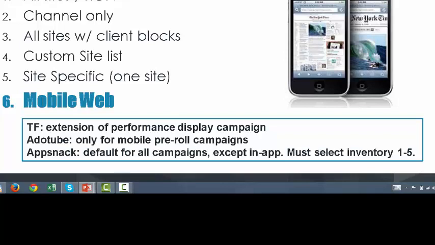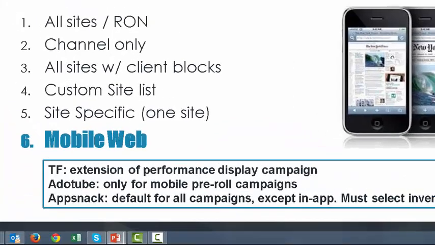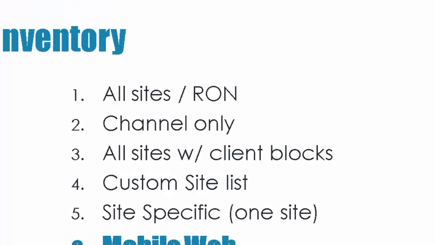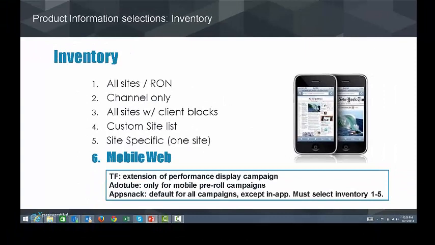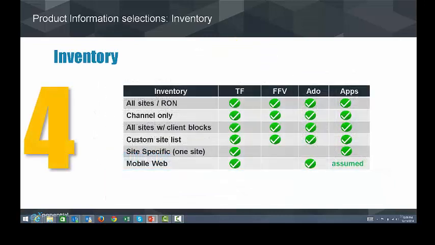For AppSnack, mobile web is a default setting for all campaigns except for in-app campaigns. So you should always select another inventory targeting 1 through 5, for example, channel only, because mobile web is assumed as always on, again, except for in-app. In summary, here's the inventory targeting matrix as broken out by division.